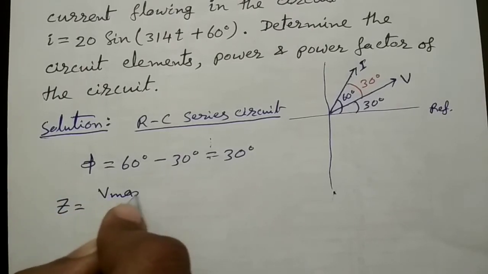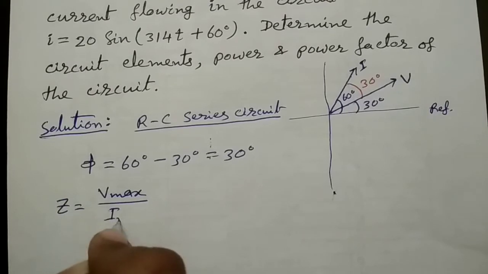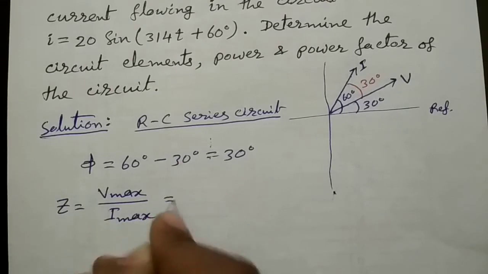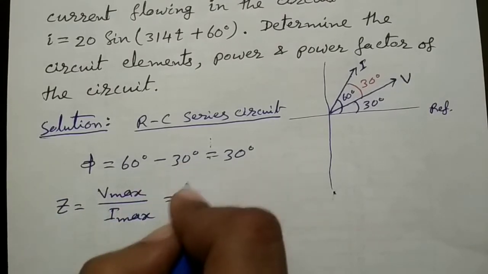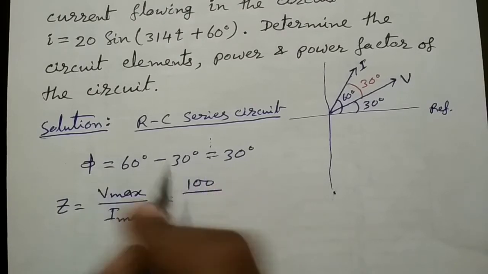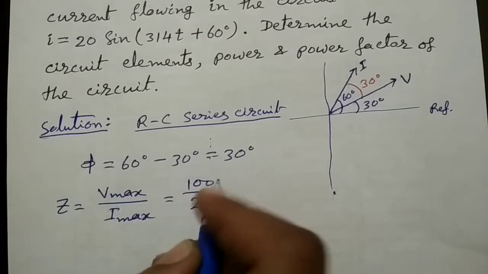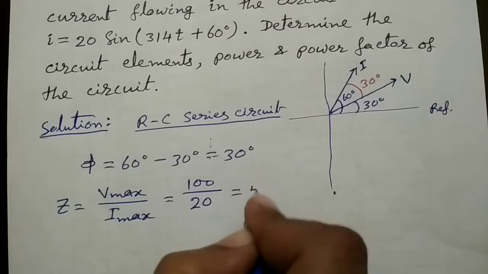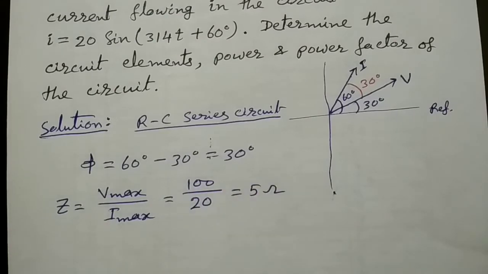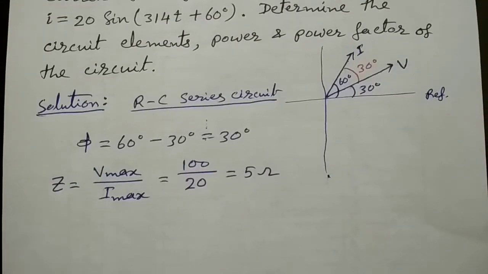Now, the impedance of the circuit can be written as V max upon I max, where the V max is 100 and the I max is 20. So it will be 5 ohms. That is the impedance of the circuit.